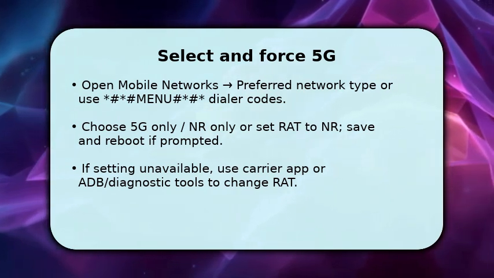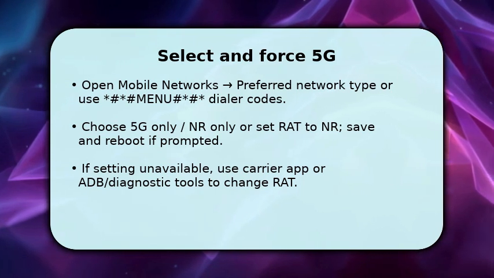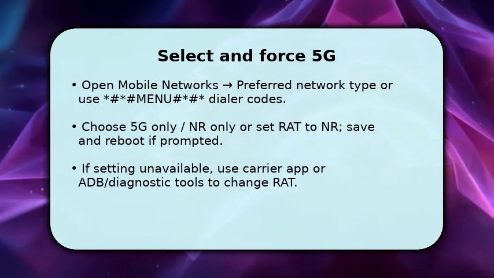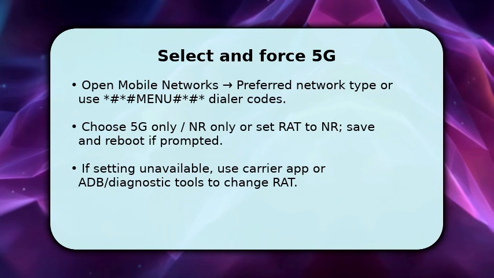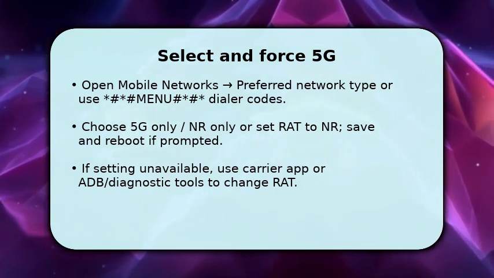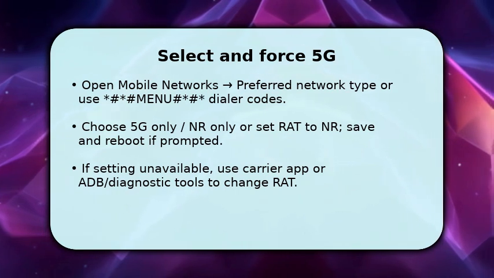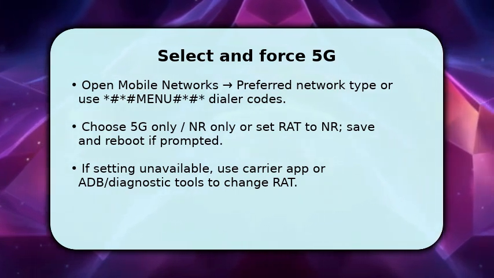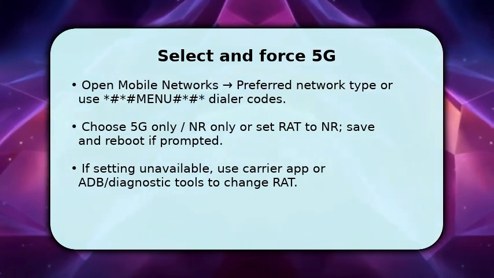If the option is hidden, use the carrier's provisioning app or ADB commands on Android to write the preferred network mode. On iOS, a carrier profile or Apple configurator may be required. After applying, reboot the device so the modem negotiates a pure 5G connection.